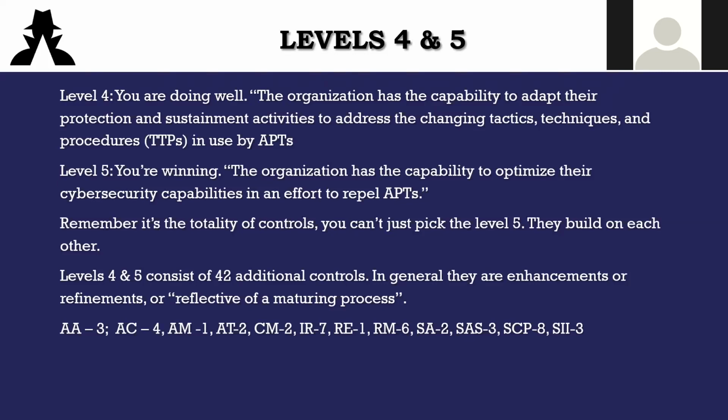There are 42 controls at levels 4 and 5. In general, there are enhancements, some tweaks to the controls, but there are several that are new and may be expensive to implement. The controls come from the various families: access control, asset management, training, configuration management, incident response, recovery, risk management, all those good ones. Systems and communications protection, incident response, and risk management is where a big portion of those controls came from.